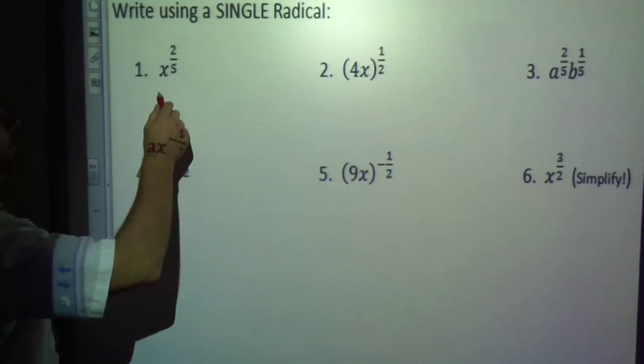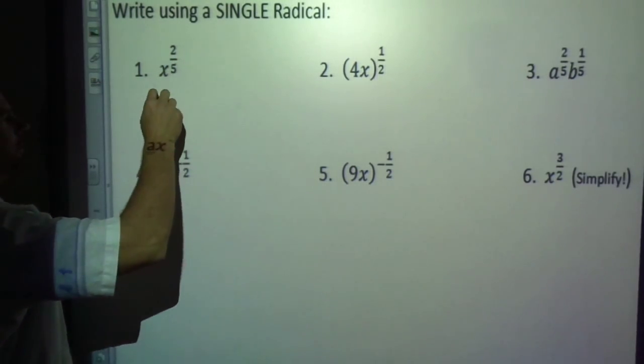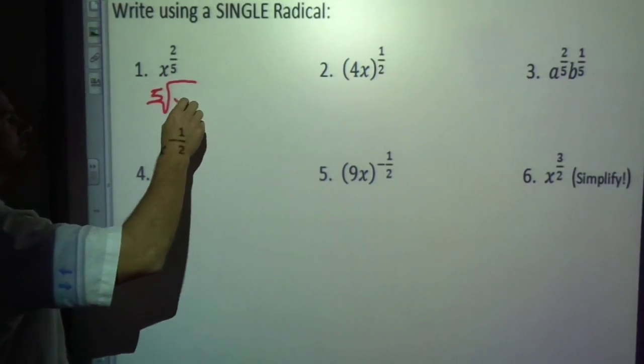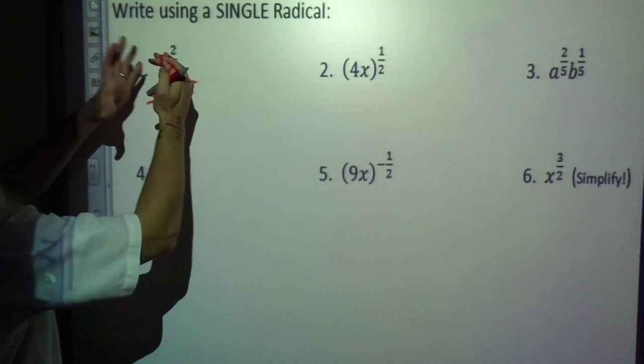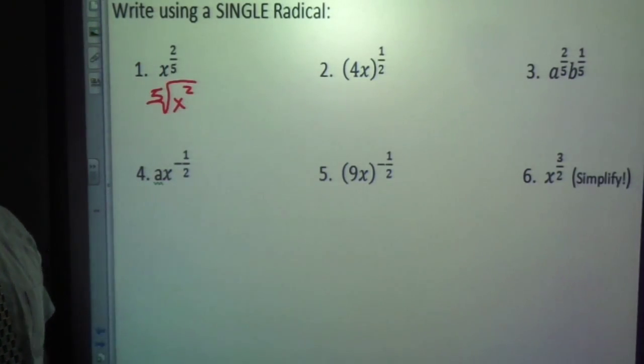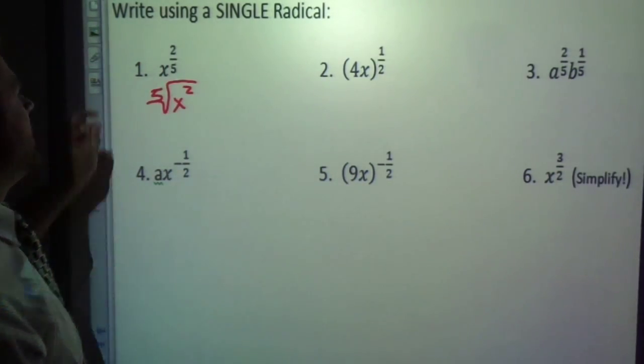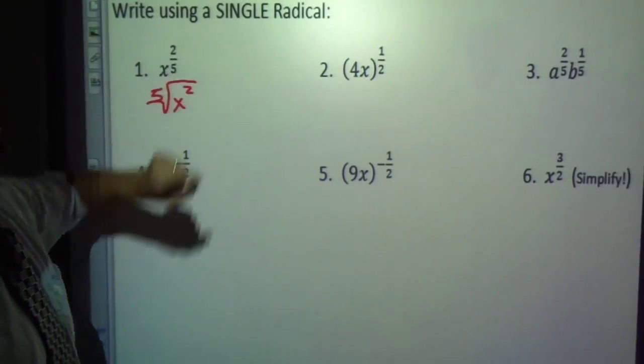X to the 2/5 power is just the 5th root of x squared. Or I could do parentheses and put the squared on the outside. That would be fine too. Now my answer has a radical. That's all I'm trying to do.